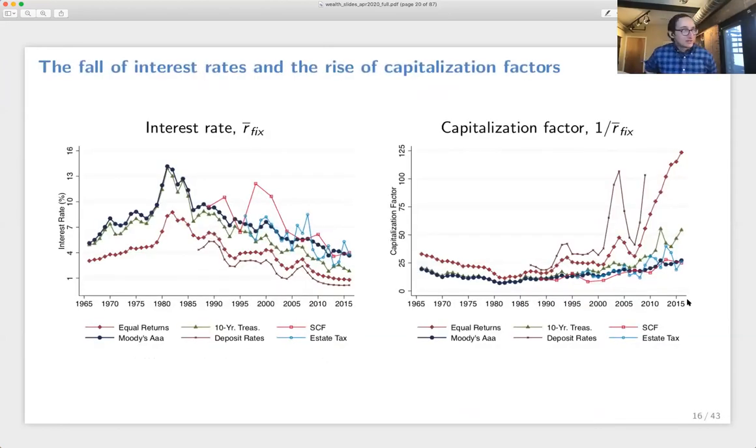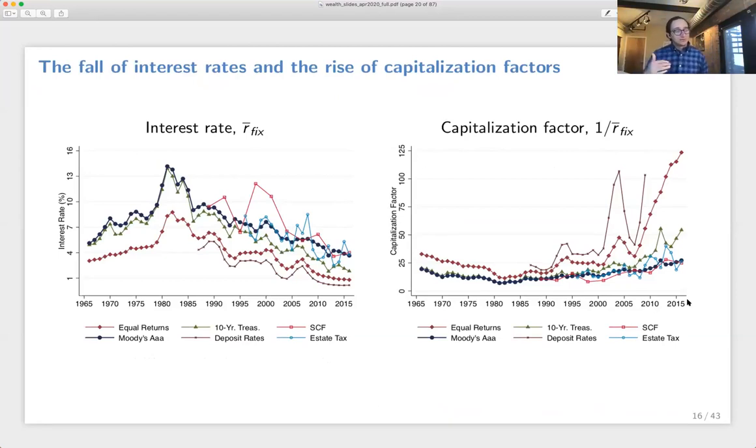On the left, we have the average interest rates. You can see the rise and fall across different potential measures. The implied SCF and estate rates look pretty close to the AAA rate. On the right, and this is where the divide by zero point becomes really salient, we have the capitalization factors implied by taking 1 over those different interest rates. You can see in recent years, the equal returns approach kind of really takes off, and that's because that interest rate is getting close to 0.